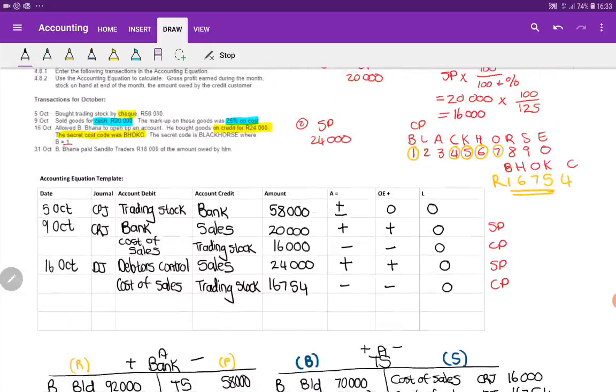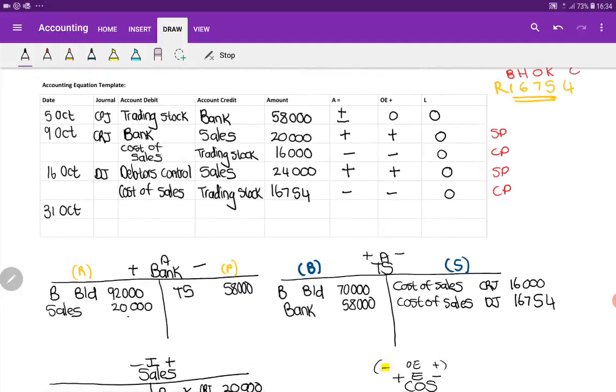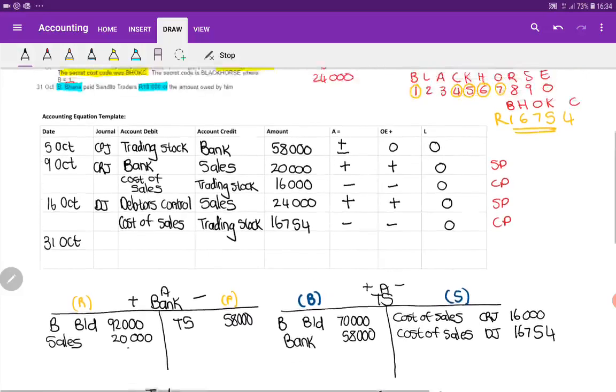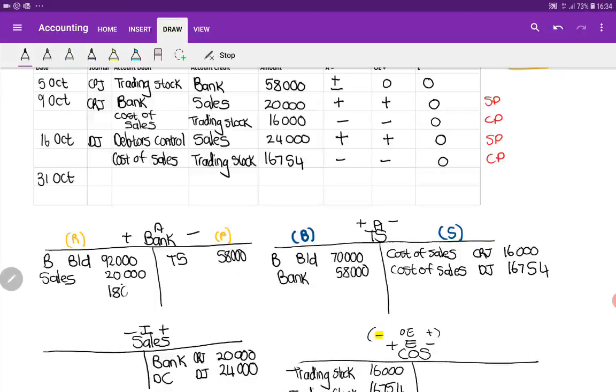The last transaction, 31 October, Bonner paid 18,000 of the amount owed by him. So it means that the business received 18,000 from the debtor who bought on credit. If the business receives money, it means that my bank account will always be debited. So how much did the business receive? The business received 18,000 from who?